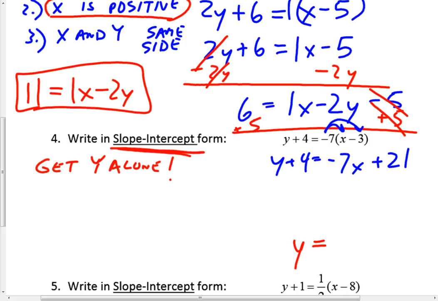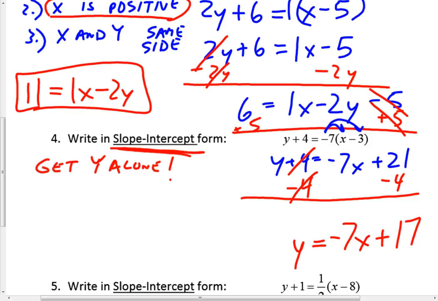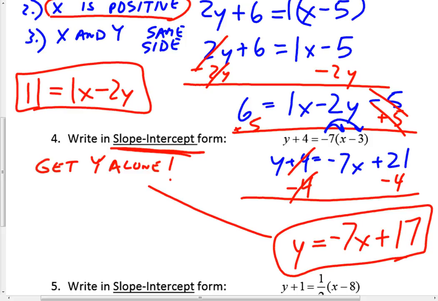Almost there. I don't have y by itself yet. That goes away. What's 21 minus 4? 17. Plus 17. Some people are getting their positives and negatives confused. We're done. The y is alone. Could you now put this in your calculator? Yes. Yeah, you could put negative 7x plus 17 in your calculator. You can graph it. You can look at the table.